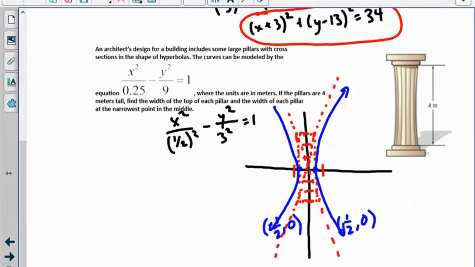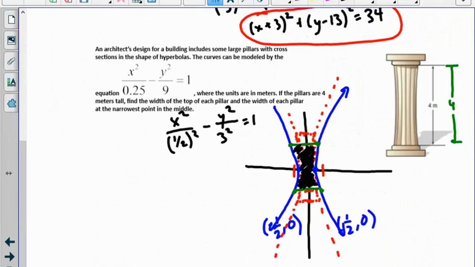Now remember, what's really happening here is the hyperbola doesn't extend forever. The hyperbola only goes 4 meters. So because the hyperbola only goes 4 meters, I can stop at y equals 2. So this pillar is really modeled by what's going on between the green lines. So that's the model for my pillar.